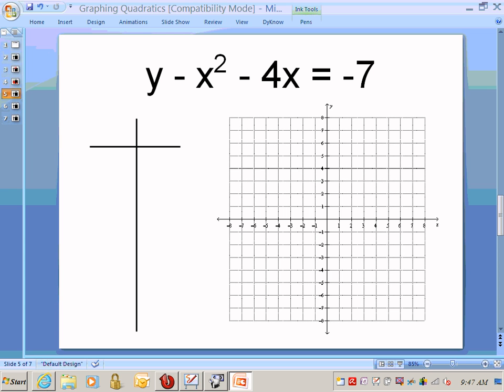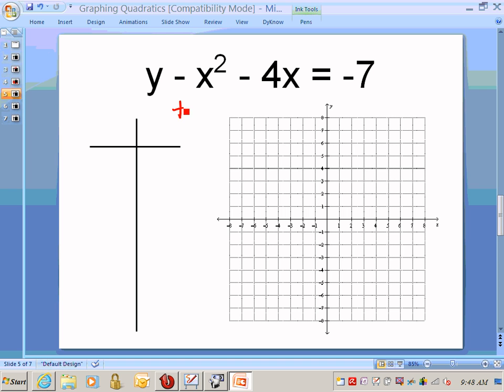Y minus x squared minus 4x equals negative 7. Okay, what's wrong here? Y is not by itself. Right now, the y is positive. Do we want to move it? No. So what do we need to move? The negative x squared. How would I do that?